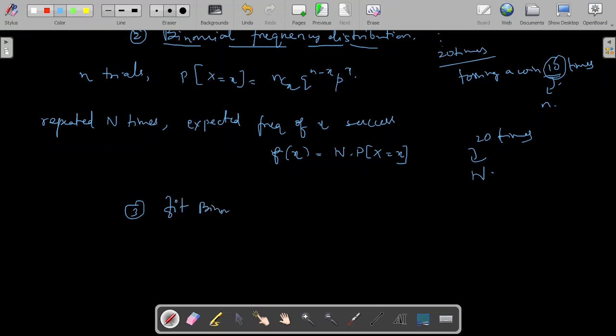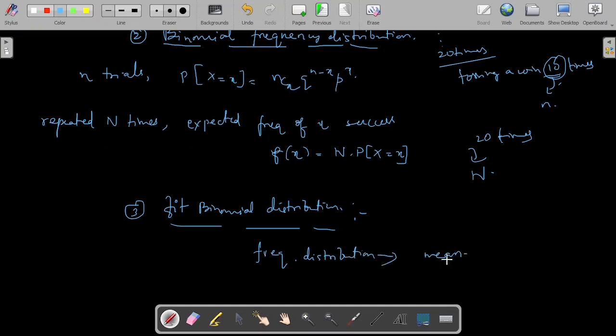Fit binomial distribution. See, when you have the observed data, you have to find out the mean from the given frequency distribution. So the frequency distribution will be given to you. From that, find out the mean. Then after finding the mean, you know that the mean of a binomial distribution equals np. You will get the value of p. After getting the value of p, you get the value of q. After getting q, you can find out P(0) equals q to the power n. Then you substitute it in the recurrence relation to get P(1), P(2), P(3).